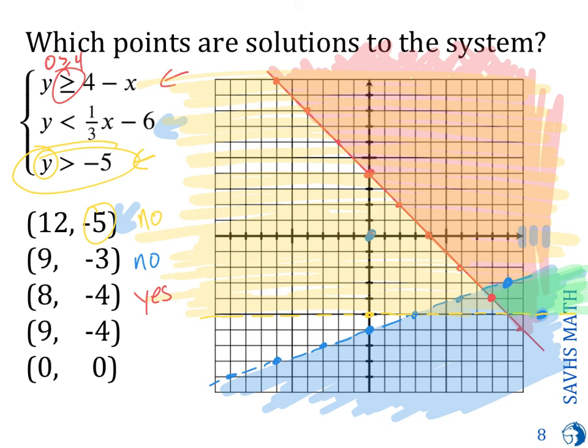The next one is 9, -4. 9, -4 is right here. 9, -4 is certainly inside the green inequality, so yes. And then 0, 0 is the last one, and this one is right here. 0, 0 is not in the inequality because it's not even close to that green area, so no.